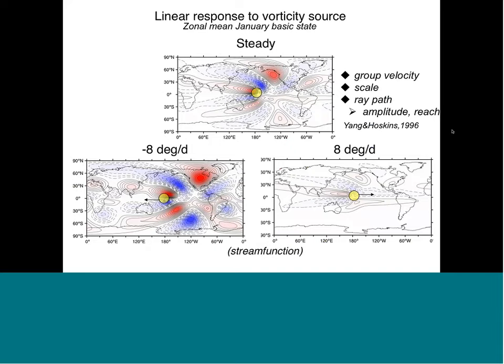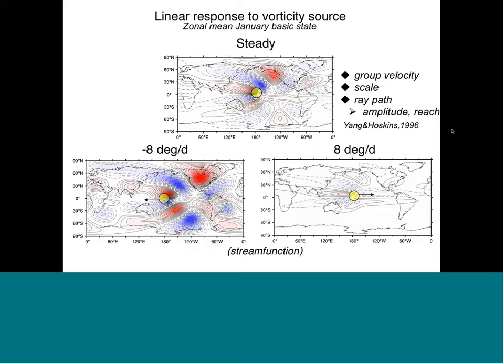And so what this diagram is showing is how this linear model responds to a source on the equator in 3 different situations. The top panel has to do with the response to a steady source that's just sitting there. So this is the analog to the ENSO situation, and so you get the familiar wave train into the northern hemisphere during winter.